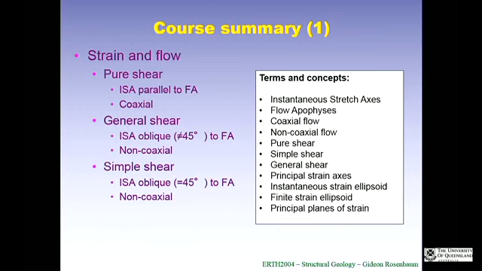Okay, so the important relationships: in pure shear, the instantaneous stretch axes are parallel to the flow hypothesis. We get coaxial strain. In general shear, the relationship is oblique, but not 45 degrees. In simple shear, it's a special situation where the relationship is exactly 45 degrees. And both of these will give us non-coaxial strain.